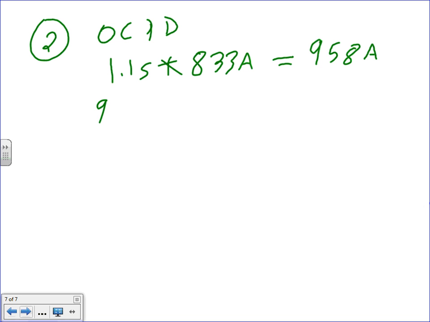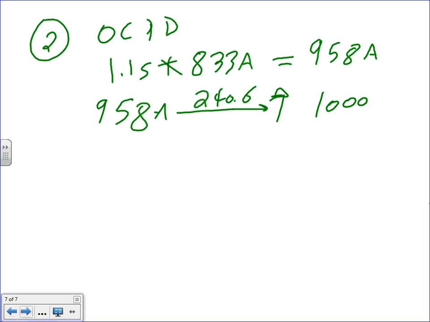Then you take the 958 amps, take it to where? 240.6. What do you get? Go up if it's not a standard. 1,000 amp. Go up to 1,000 amp. The only test that I do, guys, all the time: can the conductors that we have handle 1,000 amp?